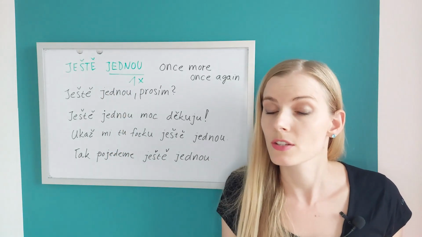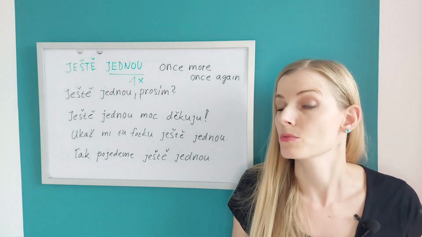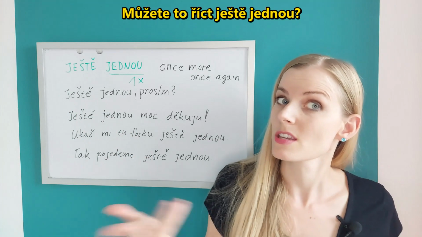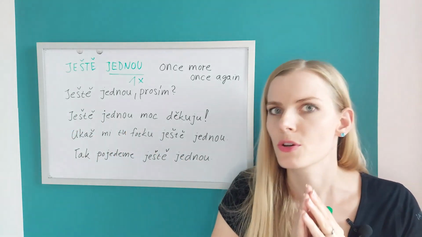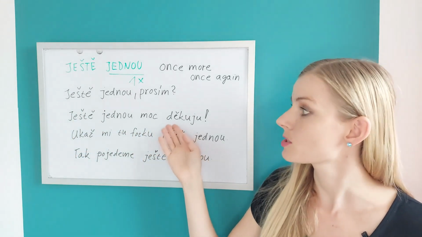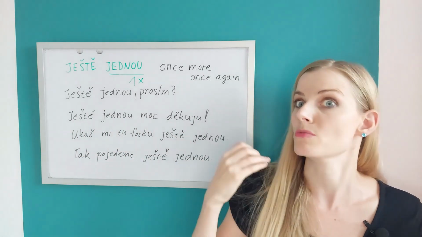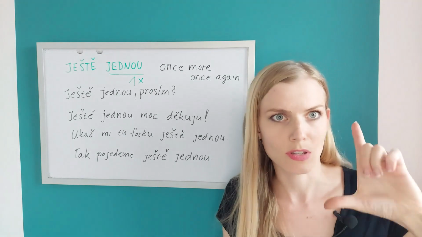If you don't understand, you could ask, ještě jednou prosím, or you didn't hear well. Once more please. Můžete to říct ještě jednou? Can you say it one more time? Ještě jednou moc děkuju. Thank you once again. You are really happy and you want to express your gratitude and you want to emphasize. I want to thank you again. Ještě jednou moc děkuju.